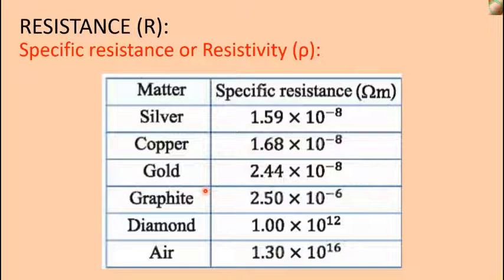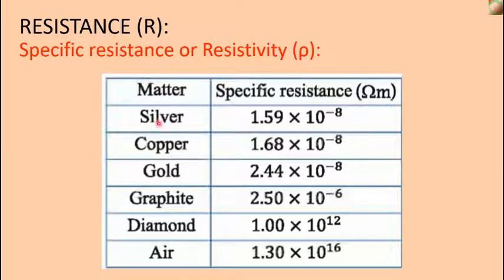Here the specific resistance or resistivity of some materials are given. For silver, 1.59 into 10 to the power minus 8 ohm meter; for copper, 1.68 into 10 to the power minus 8 ohm meter; for gold, 2.44 into 10 to the power minus 8 ohm meter; for graphite, 2.50 into 10 to the power minus 6 ohm meter; for diamond, 1 into 10 to the power 12 ohm meter; and for air, 1.30 into 10 to the power 16 ohm meter. From this table we can see the resistivity for silver is lowest.